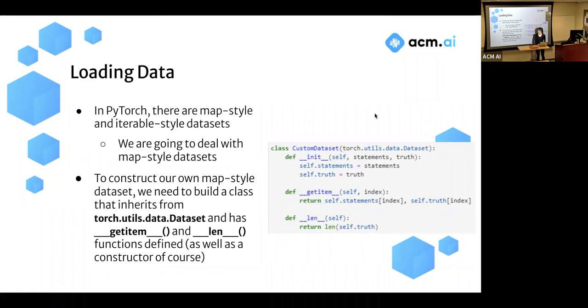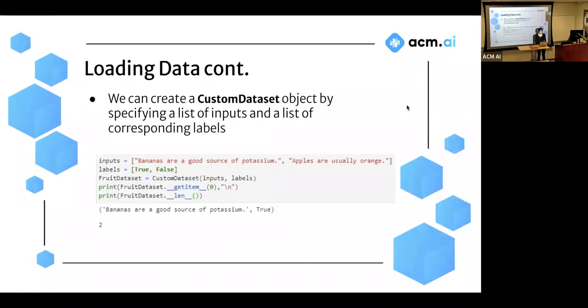Right, and then one really nice thing is that we're able to build our own data sets, and they also have data sets that are available for us to use as well. If we want to see this in action, we can see through this line of code, we have our inputs, which are these two sentences, right? And then we have our labels be true and false.